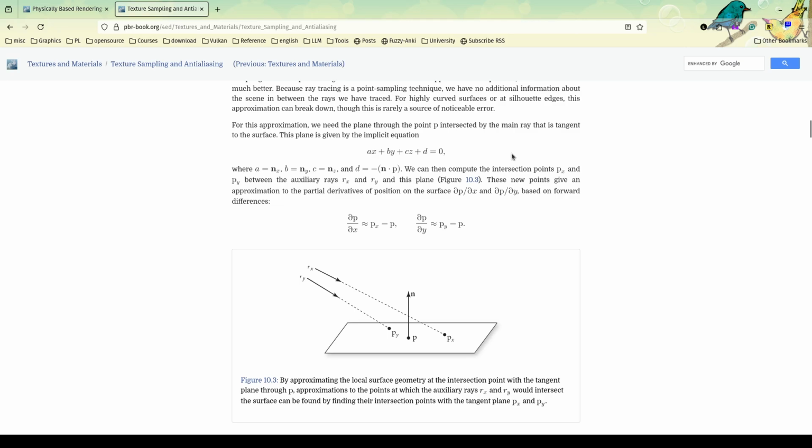We can then compute the intersection points px and py between the auxiliary rays Rx and Ry and this plane. These new points give the approximation to the partial derivatives of position on the surface, partial p partial x and partial p partial y, based on forward differences.